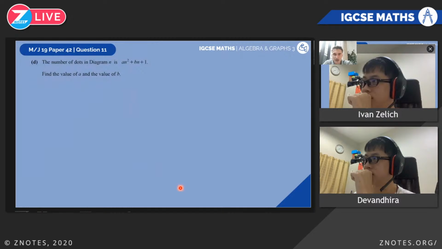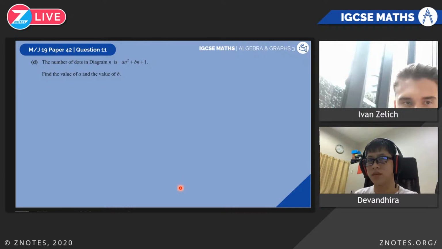Our next question is, the number of dots in diagram n is an squared plus bn plus 1. Find the values of a and b. What's useful about this part is they give you what the formula is. However, if you found a finite difference table and saw that it ended on the second difference, you would know it's a quadratic formula anyway. So, how do we solve this?